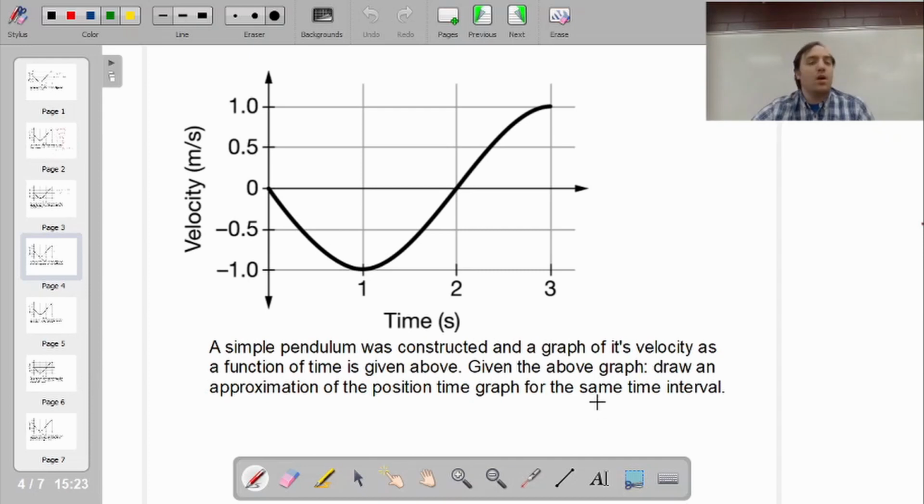We don't know where exactly or how tall the amplitude is. All we know is that the velocity is 0 here, -1 here, 0 here, 1. What I like to do with this is draw it right on top of it to give me a rough shape and then copy it over later. But the idea here would be that any point where my velocity is 0, my amplitude would be the greatest. So I would have a max or min.